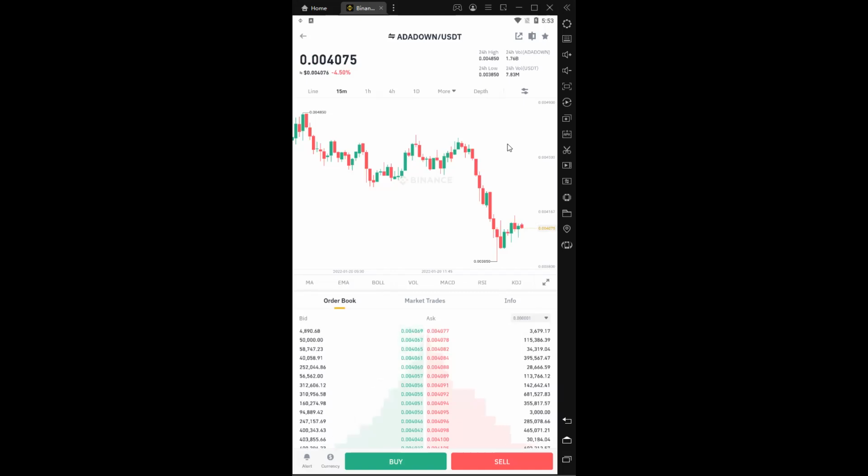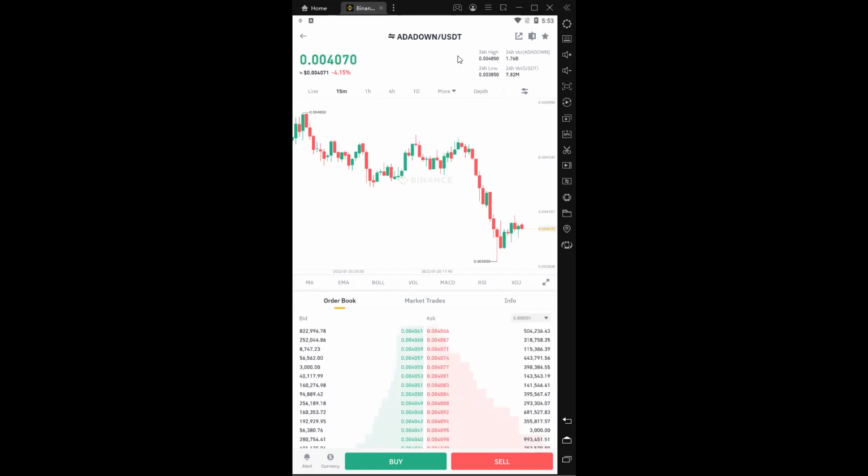Also, on some other exchanges, you won't see up and down. What you will see is bull or bear. So you will see either bull or bear on some exchanges.